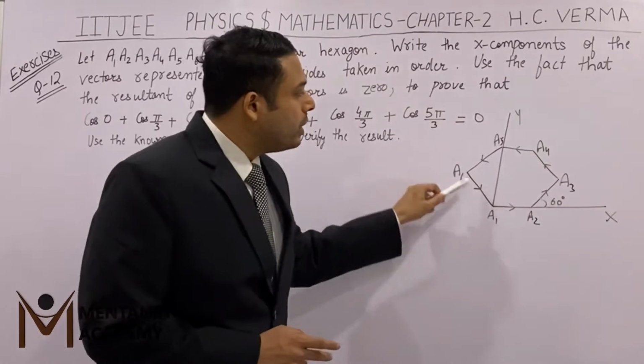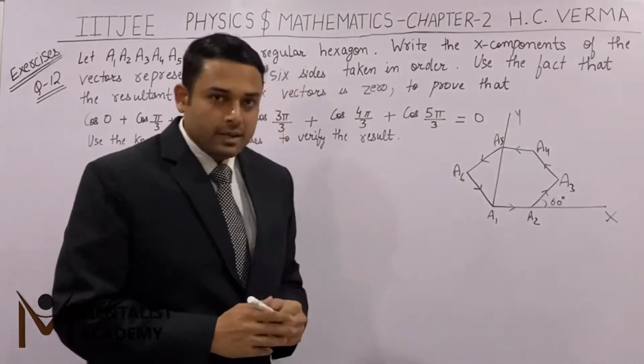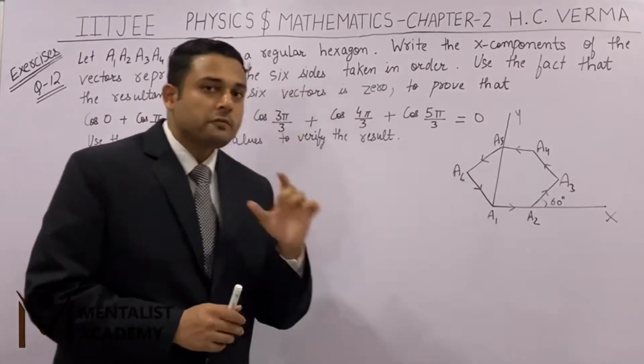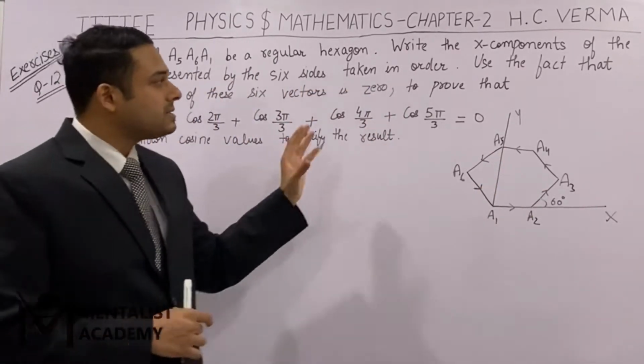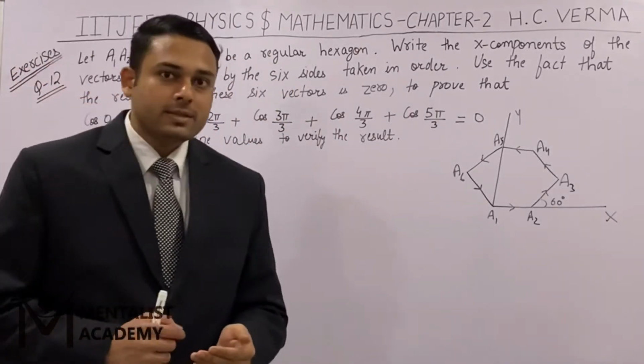This is a regular hexagon. The 6 sides represent 6 vectors. We have to find out the x components of these vectors. First of all, the first part asks this. So, how do we find out the x components of these 6 vectors?